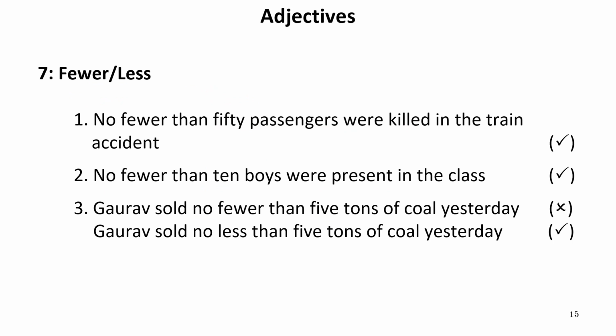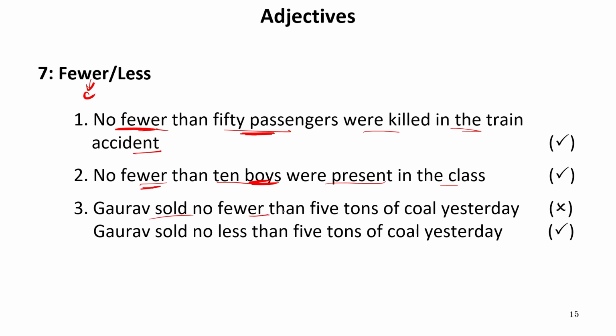Now we have other words like fewer and less. Simply, fewer is used with countable nouns, less is used with uncountable nouns. No fewer than 50 passengers were killed in the train accident. Because it is written 50 passengers, we used fewer, because passengers are countable. No fewer than 10 boys were present in the class. Again, 10 boys are countable, therefore we have used fewer.